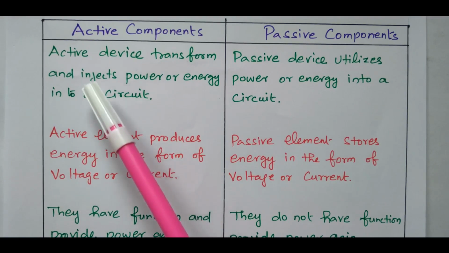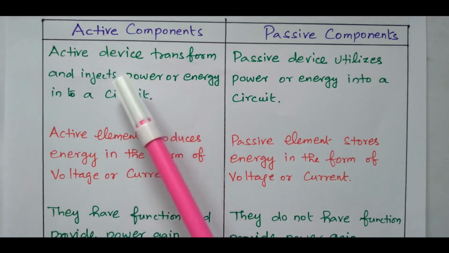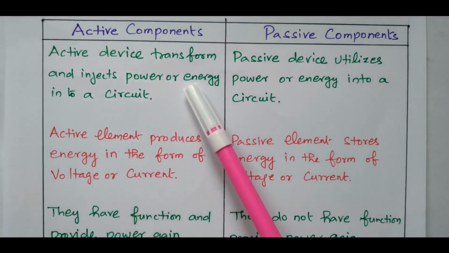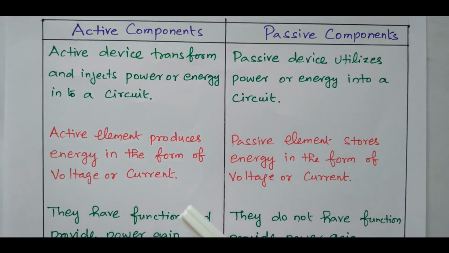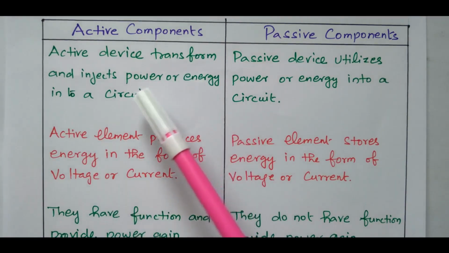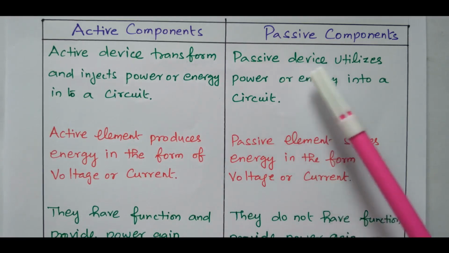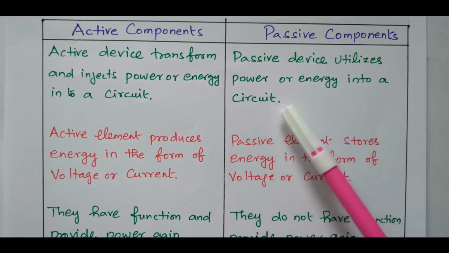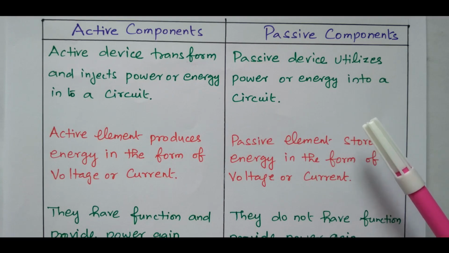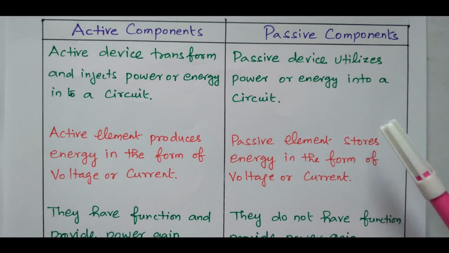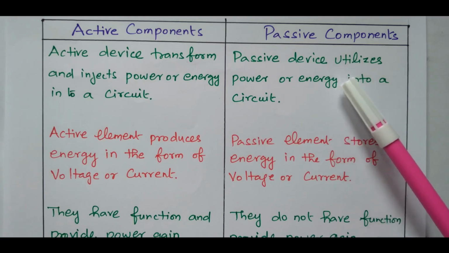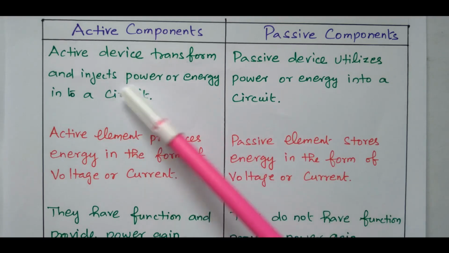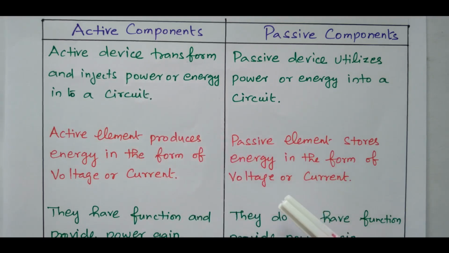So the active component means an active device transforms and injects power or energy into the circuit. It will deliver the energy or power to the circuit. But a passive component utilizes the power or energy in the circuit. Either it will absorb or dissipate it as heat, or store it in a magnetic field, or store it in an electric field. It will receive the energy, but here the energy is injected into the circuit.